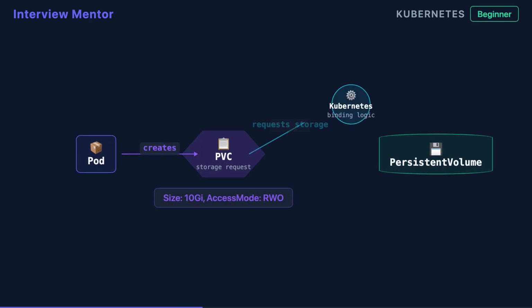Pods don't directly use persistent volumes. Instead, they create a persistent volume claim, or PVC, which is a request for storage with specific size and access requirements. Kubernetes then binds the PVC to an available PV that matches those requirements. This abstraction lets developers request storage without needing to know the underlying infrastructure details.